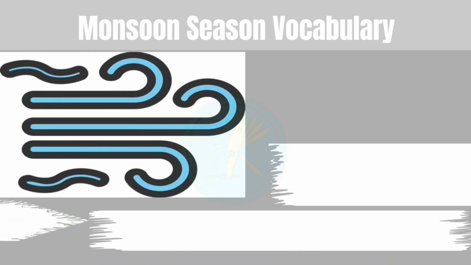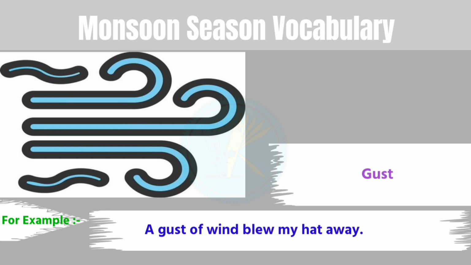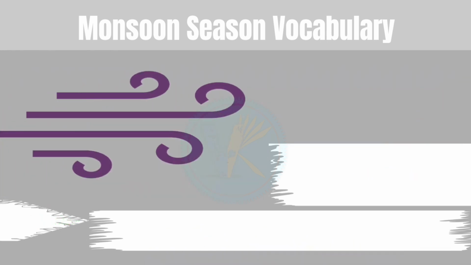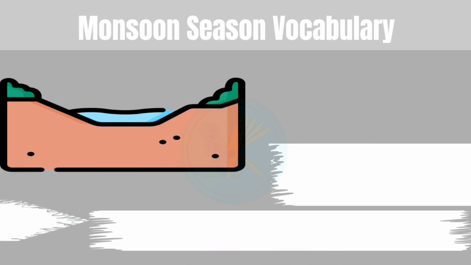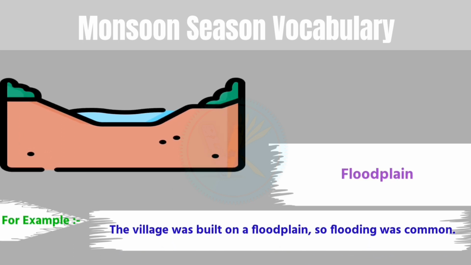Next, gust. Gust. For example, a gust of wind blew my hat away. Next, gusty. Gusty. For example, be careful, it's gusty outside. The last word is floodplain. Floodplain. For example, the village was built on a floodplain, so flooding was common.